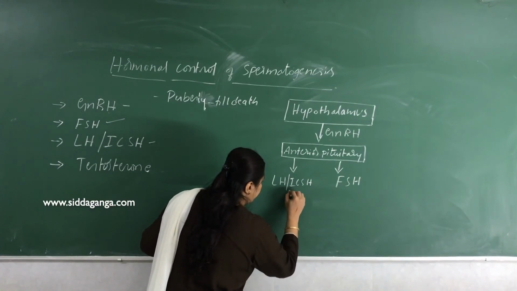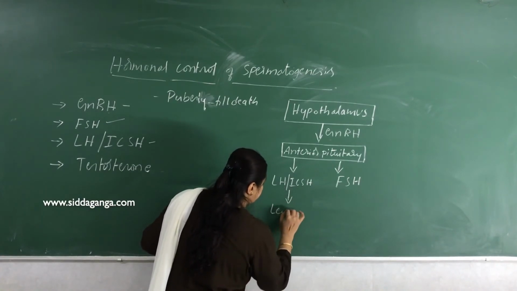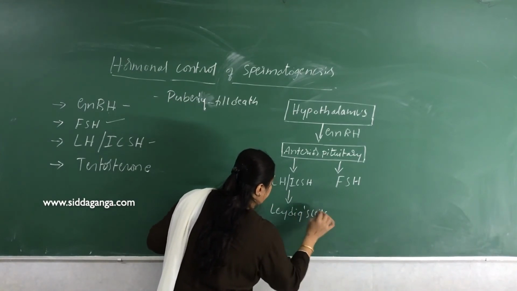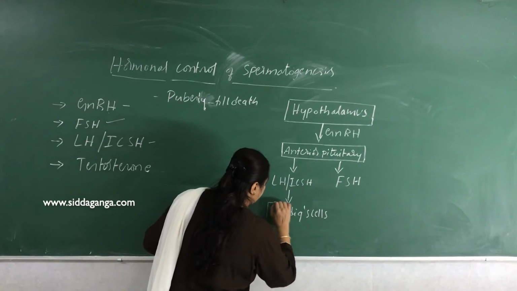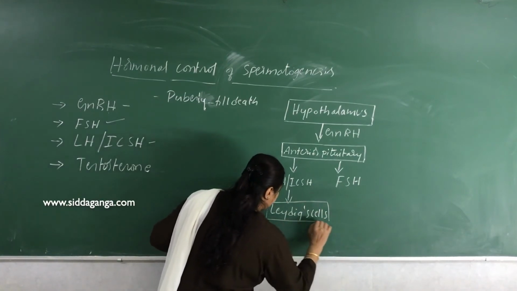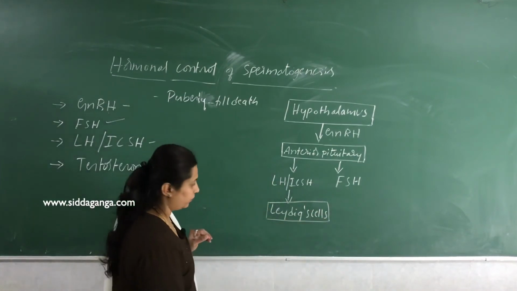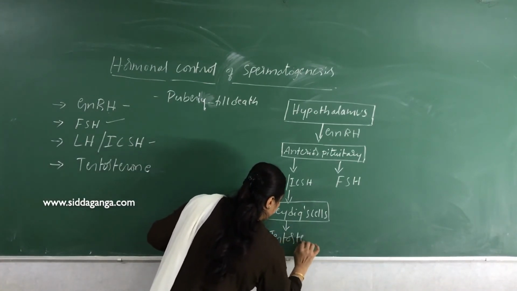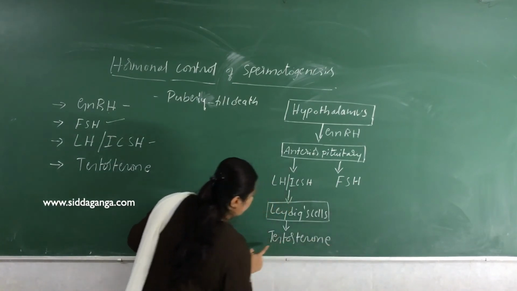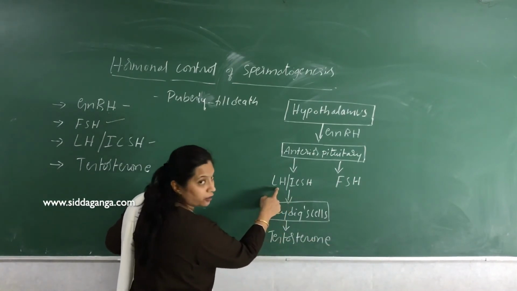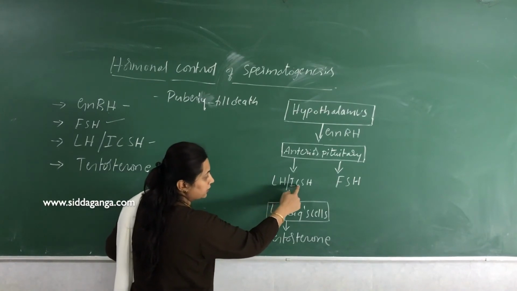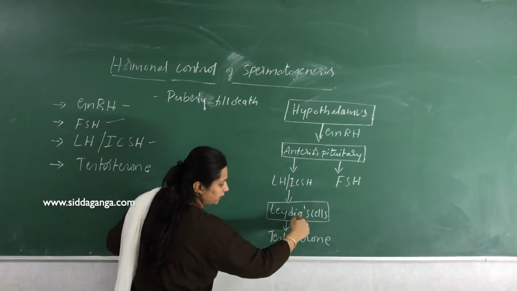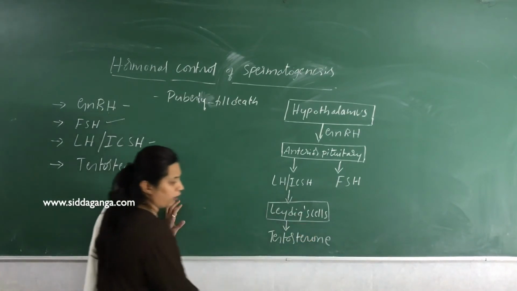LH, the target cells for LH are Leydig cells. Where are Leydig cells present? They are also called interstitial cells. They are present in the connective tissues of the testis. What is their role? Secretion of testosterone. This hormone secretion is under the influence of which hormone? Luteinizing hormone, also called interstitial cell stimulating hormone, because it stimulates the interstitial cells or Leydig cells to secrete the testosterone hormone.